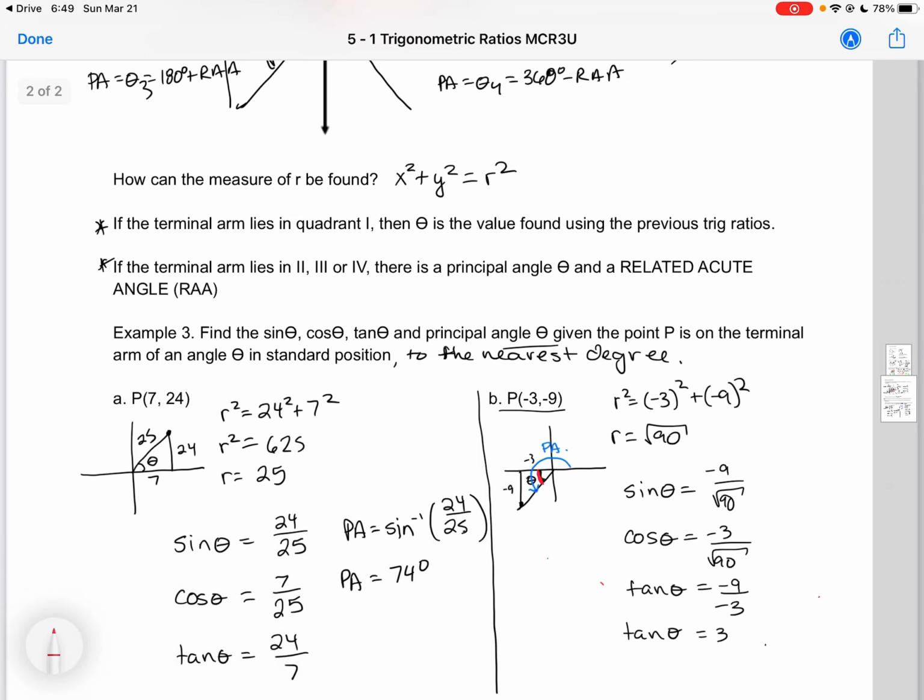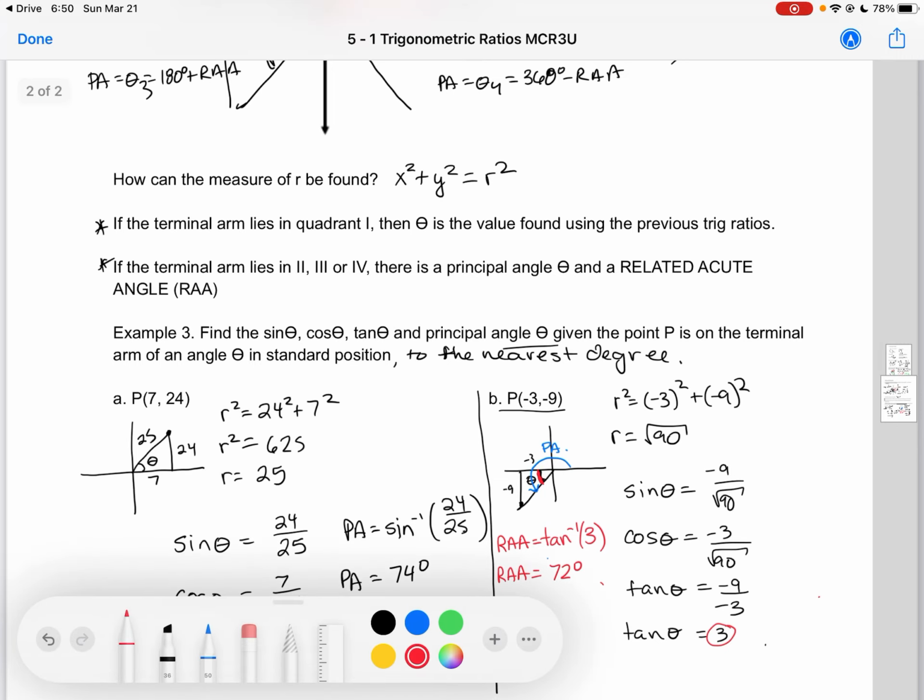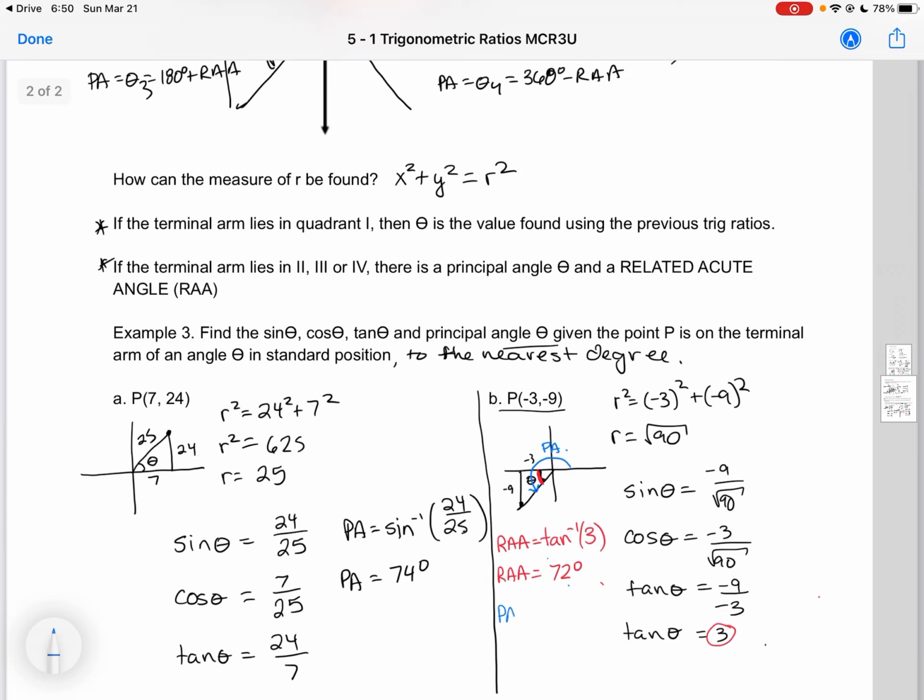So let's solve for that in red. And I'm going to use my positive ratio here to make sure that I don't get anything funny happening. So tan inverse of 3. So now I know that my related acute angle is going to be about 72 degrees. Now I can find my principal angle by using 180 plus 72, which gives me a principal angle of 252 degrees.